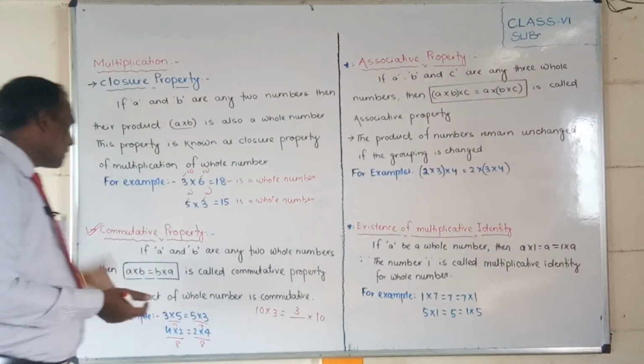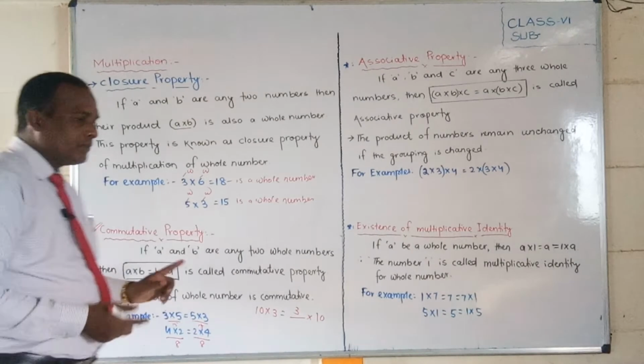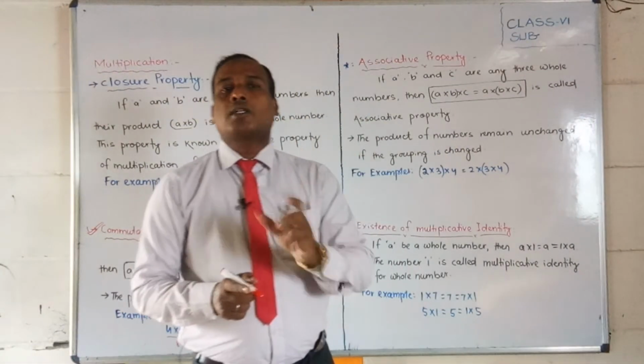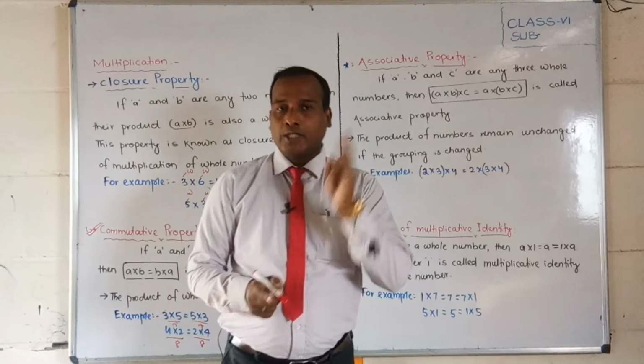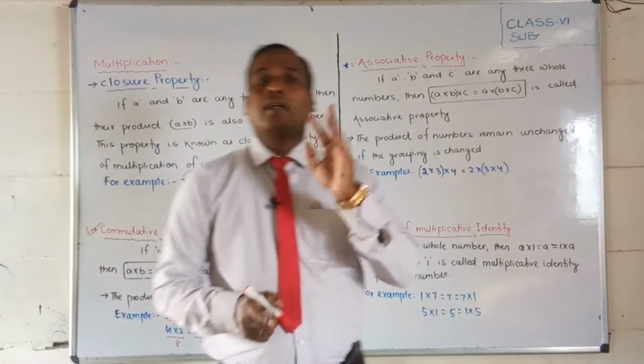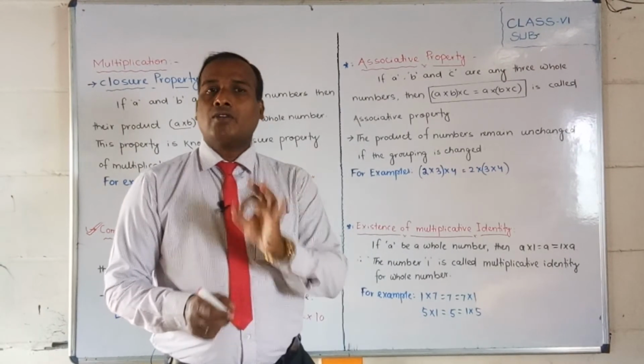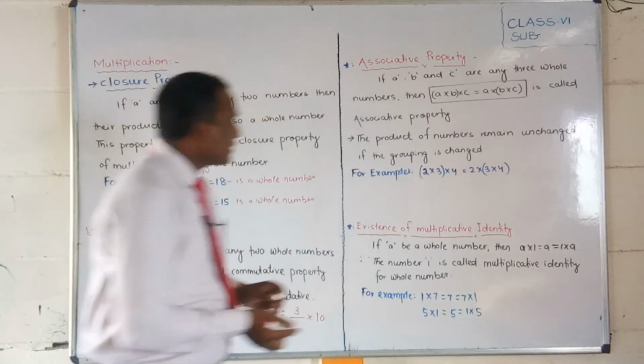Okay. So did you understand what the commutative law is? Commutative law means any order. That means you can multiply in any order. If you multiply any two whole numbers, and you change their places and multiply, the value is unchanged.